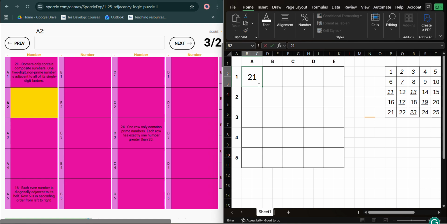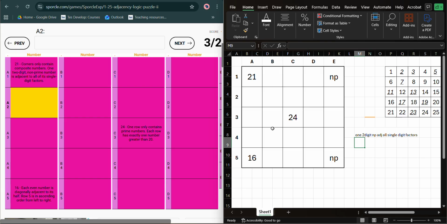We get 21. In C3 we've got 24. And down here we've got 16. And then we've got some clues to go along with that. So corners only contain composite numbers, so not prime in the corners. 1 2-digit non-prime number is adjacent to all of its single digit factors, okay?